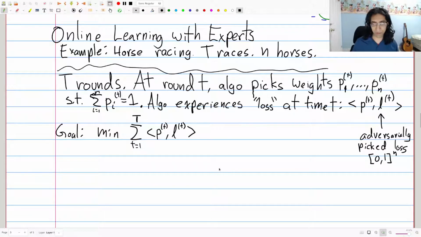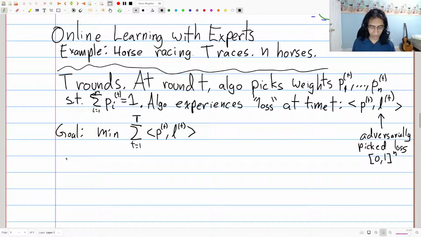Now, this might seem really impossible to do well, because remember, these are picked adversarially, in the sense that the algorithm can pick these p sub t's, and then immediately after that, the adversary can take a look at this p sub t and say, okay, you put a lot in one coordinate, well, we're going to make the loss function very, very large there. So somehow it seems like this is an impossible task, just based on the fact that the loss at each time, which is a vector between 0 and 1 to the n, can be picked really to mess up your day. But it turns out that miraculously you can still do well and still get a fairly small value.